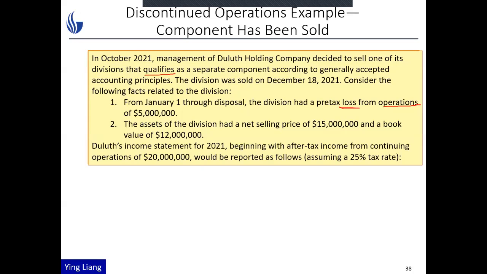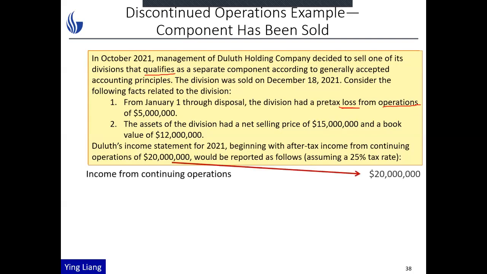Duluth's income statement for 2021, beginning with an after-tax income from continuing operations of $20 million, will be reported as follows, assuming a 25% tax rate.